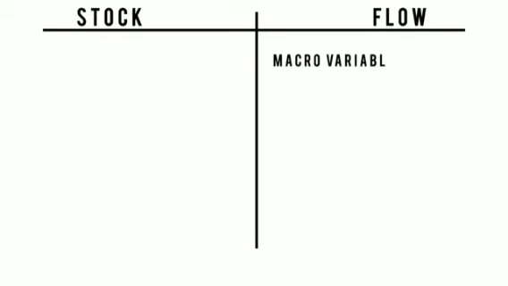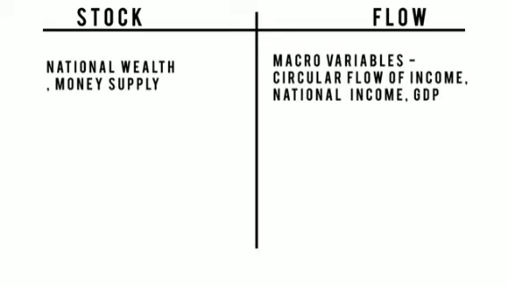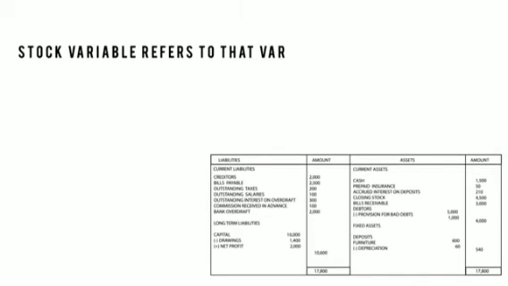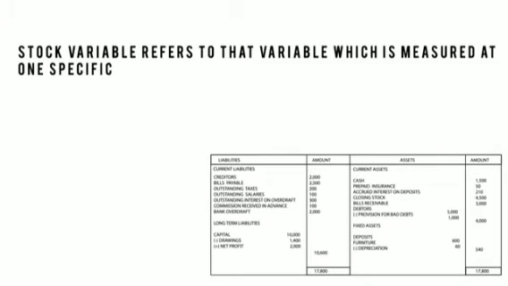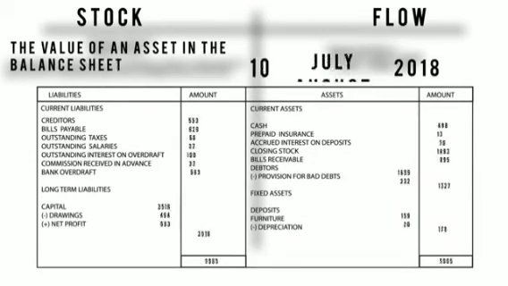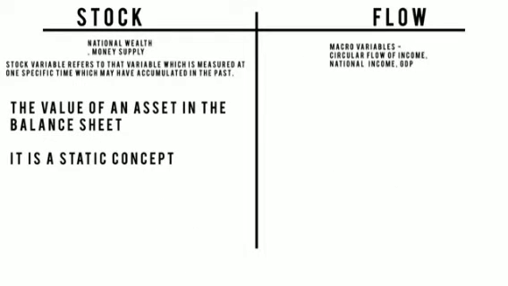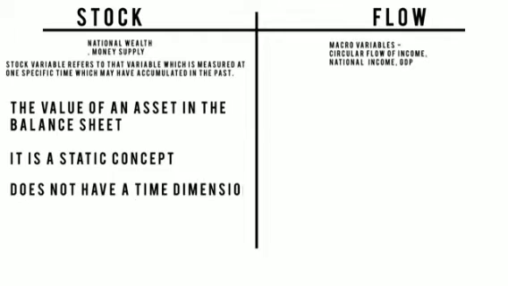Some of the macro variables, such as circular flow, national income, GDP etc. are flow concepts, while others such as national wealth and money supply, which is the money in circulation, are stock concepts. Stock variable refers to that variable which is measured at one specific time, which may have accumulated in the past. For example, the value of an asset in the balance sheet during a particular year. It is a static concept, which indicates it does not have a time dimension.